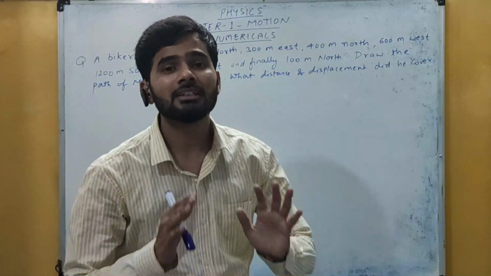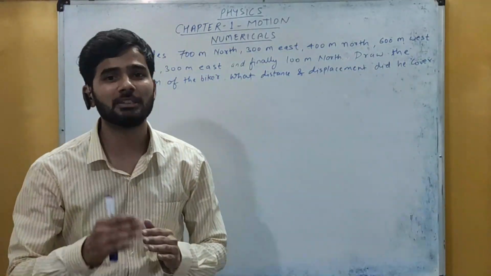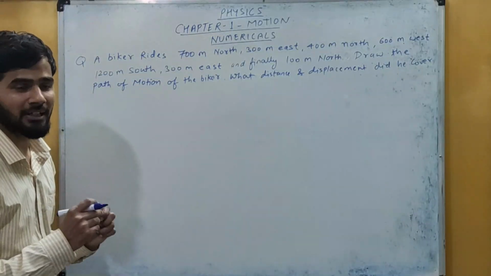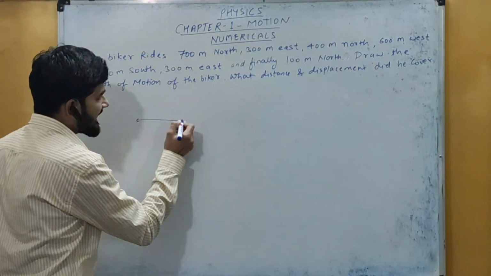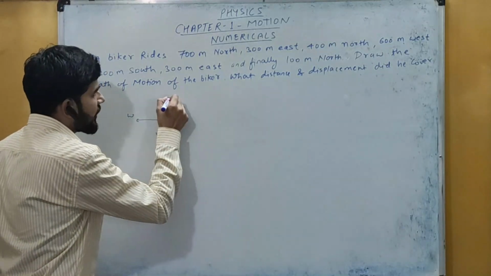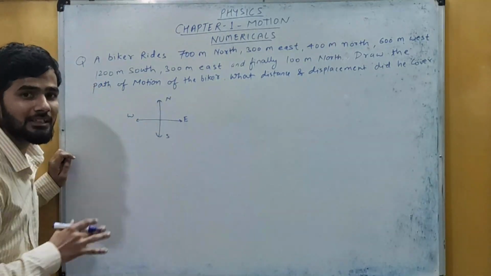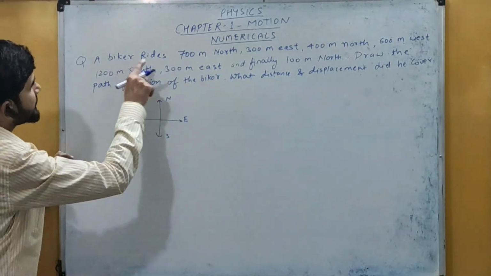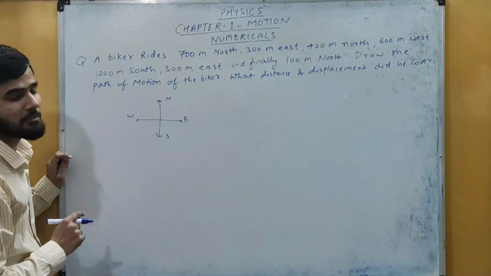तो पहले हमको इसका टोटल पाथ बनाना है कि कैसे उसने वो डिस्टेंस ट्रैवल की है. Okay, so first of all, in such kind of numericals, you should draw the directions first. That is, here we have east, west, north and south. Now according to this, you can draw these distances according to the directions. So first of all, he rides 700 meters north.